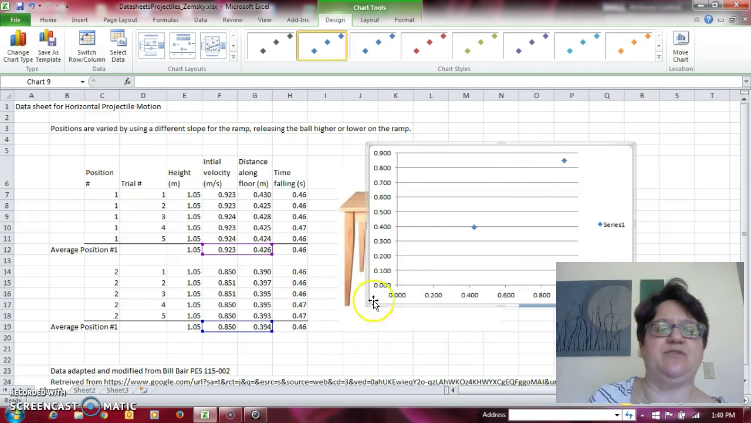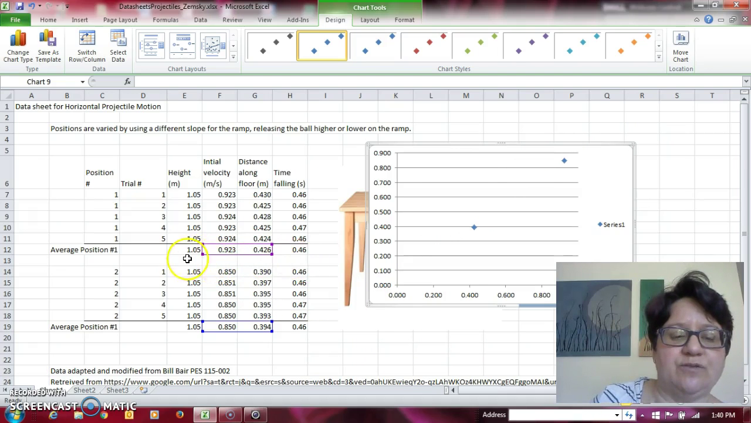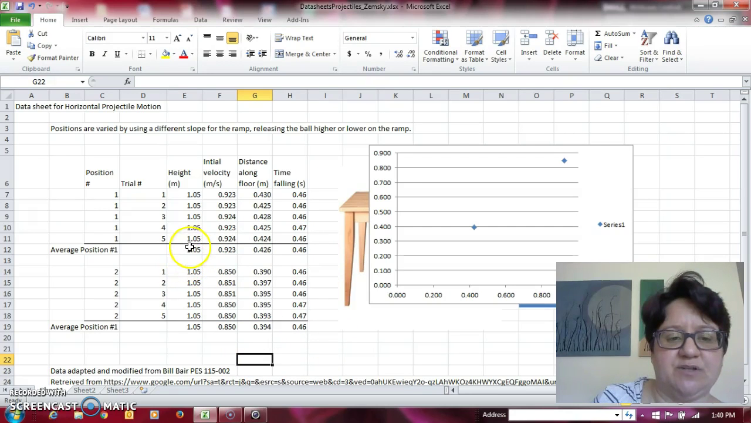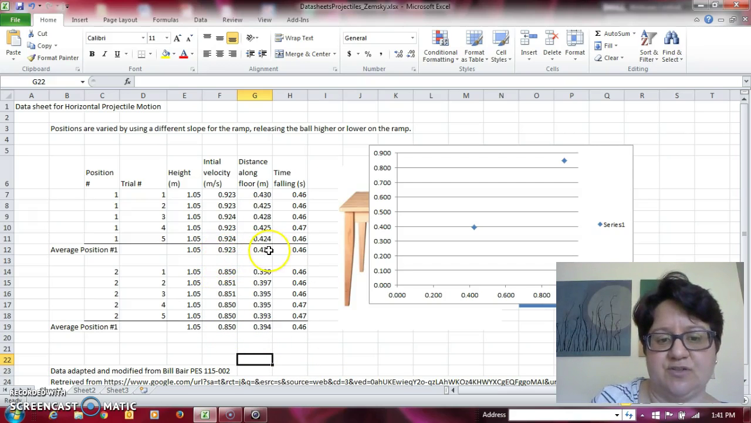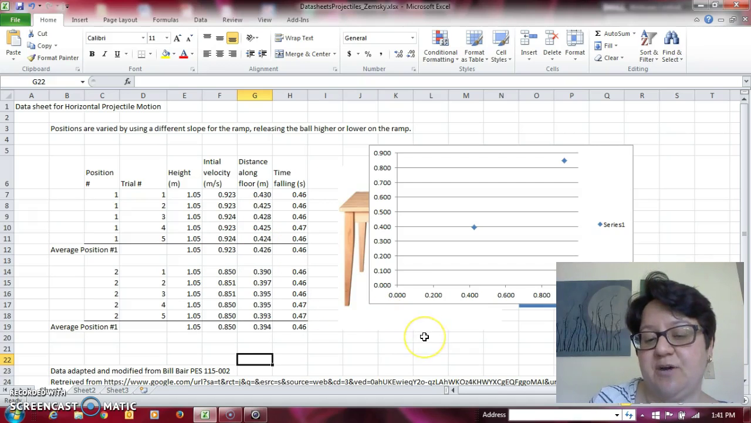What they're going to really have to do is look at what the relationship is between these numbers. And so they should notice that because the height is the same, that the time falling will be the same, and then the only differences they'll have is in their initial velocity and their distance along the floor, and that should help them start to develop some equations.